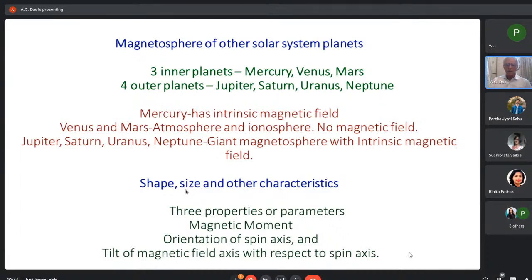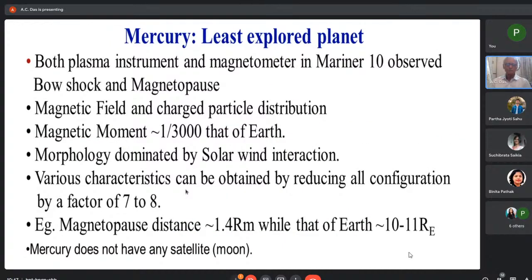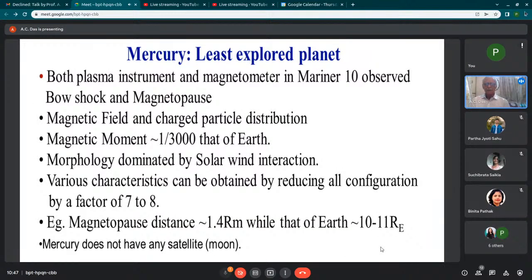Now let me start with the planets which have an intrinsic magnetic field. In that case, I have to start with Mercury. Mariner 10 first observed with its plasma instrument and magnetometer that this planet has a bow shock and magnetopause. There is a magnetic field and charged particle distribution as well. Magnetic moment was seen to be 1 by 3000 that of the Earth. Morphology is dominated by solar-wind interaction. Various characteristics can be obtained by reducing all configurations by a factor of 7 to 8.